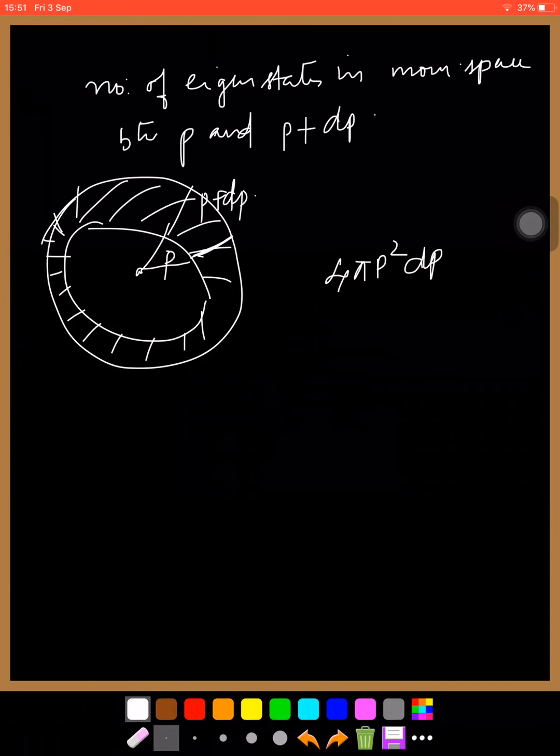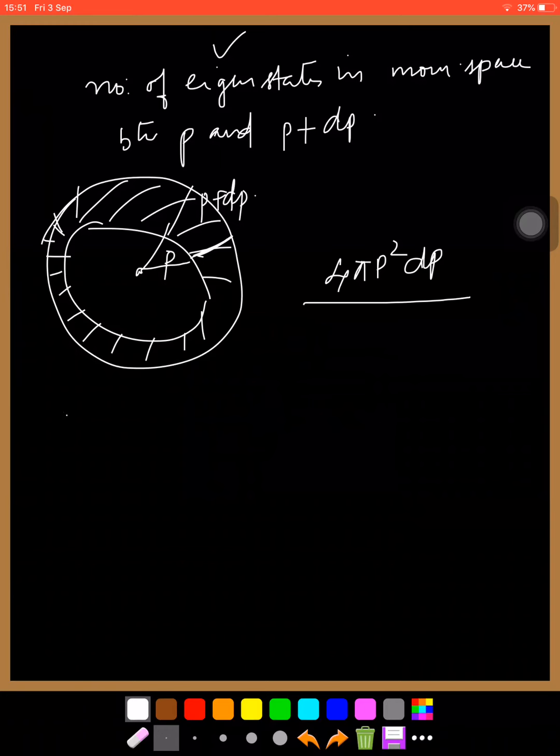That is the volume occupied in between the momentum p and p plus dp. Now we have the volume. Now we need to find the number of eigenstates. To know the number of eigenstates, we need the volume divided by the volume occupied by one eigenstate in momentum space.